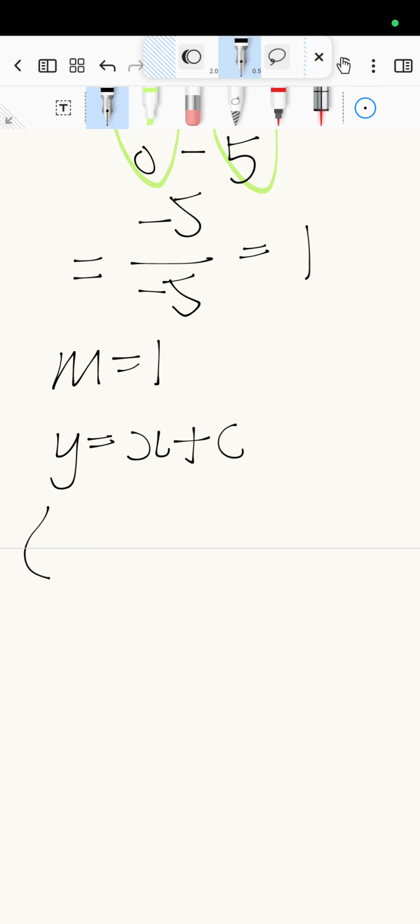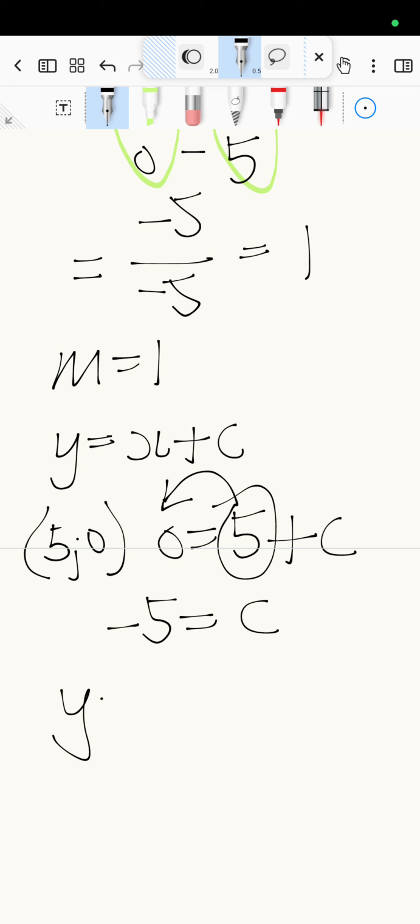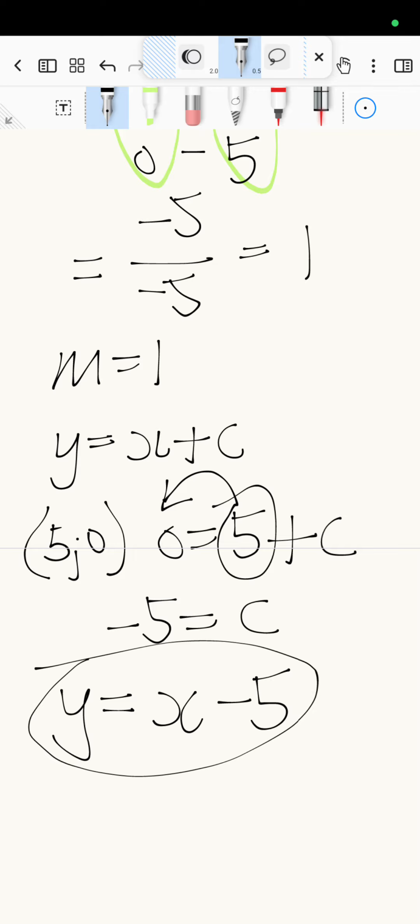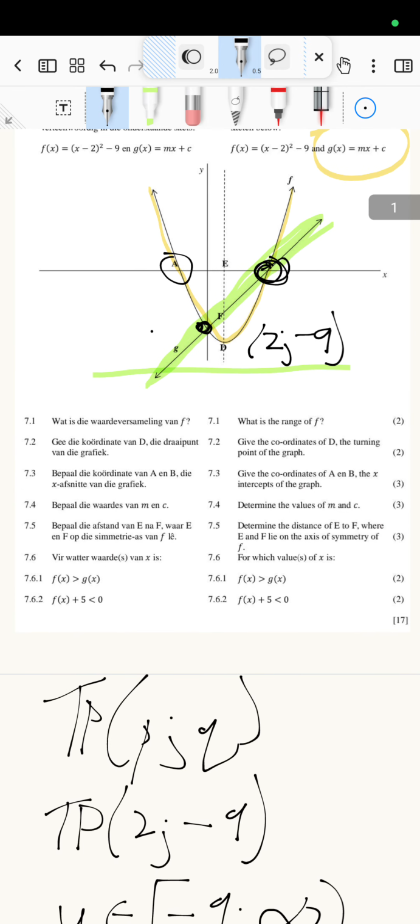And the substitution that we're putting in is 5, 0. Okay, so we are going to say 0 is 5 plus C. So C is minus 5. So we'll say y is equal to x minus 5. That's the equation of our straight line. What do they ask for next? Determine the distance of E to F.